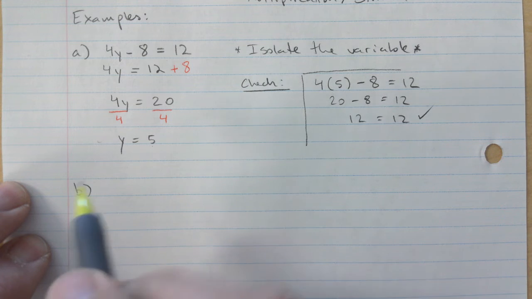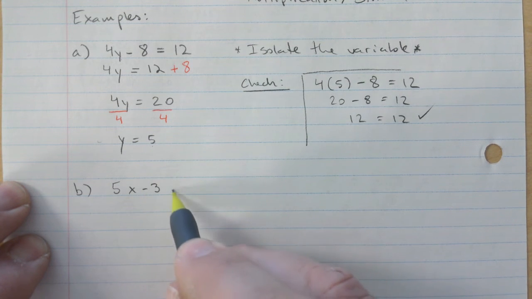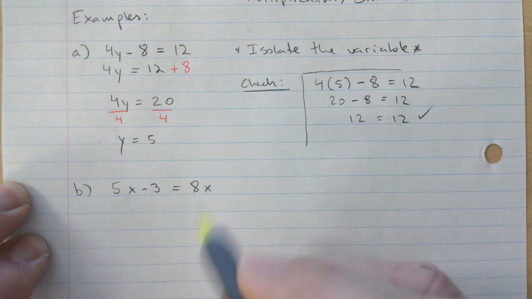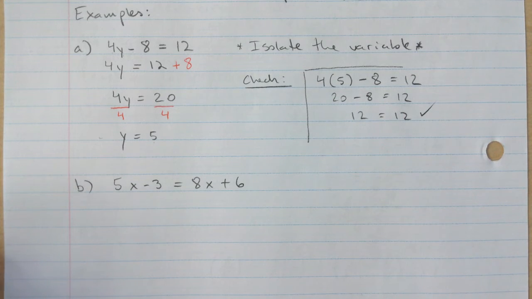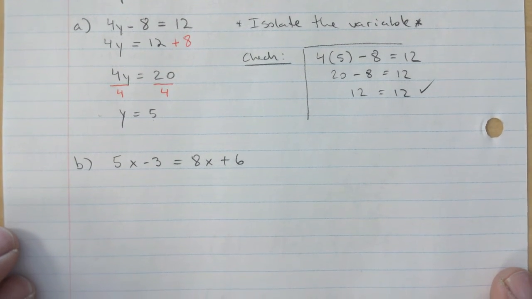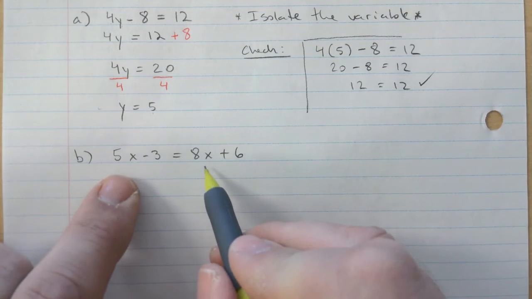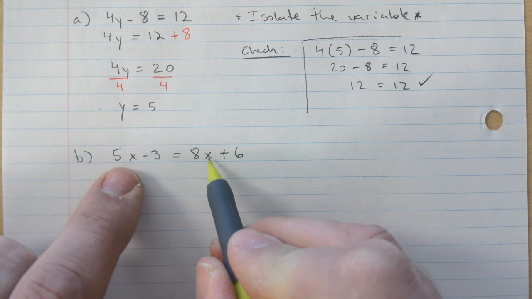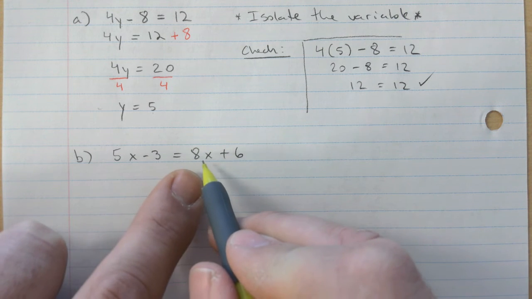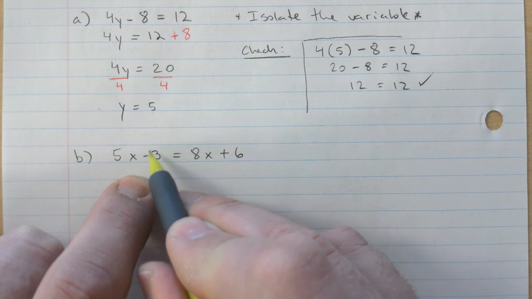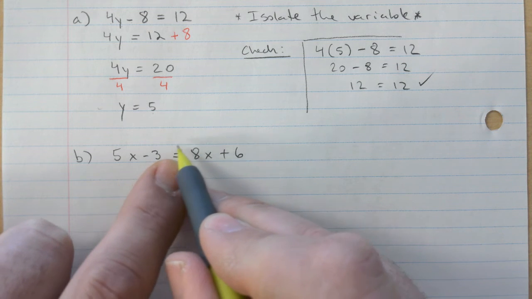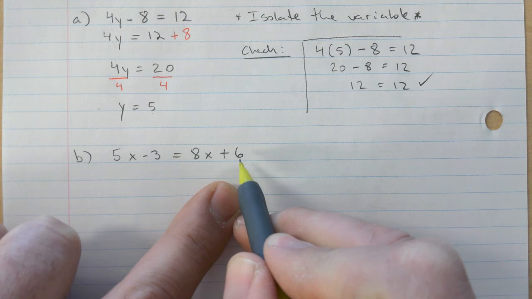B: 5x minus 3 is equal to 8x plus 6. So the variables can change. It could be z, m, and o. O is a bad one because you mix it up with 0, right? But it could be. Here, you notice that you have a variable on either side, correct? I like to bring the variable over to the left, and all the numbers, which are called constants, if they're just a number on their own, I bring over to the right side.